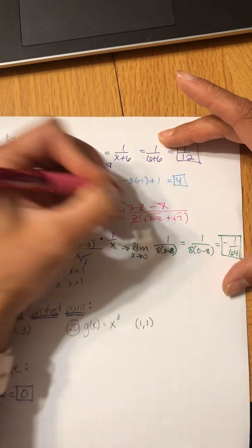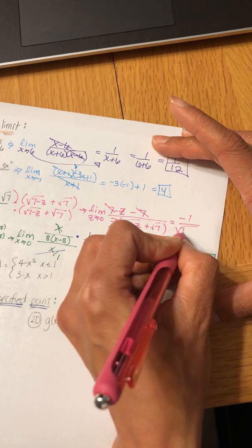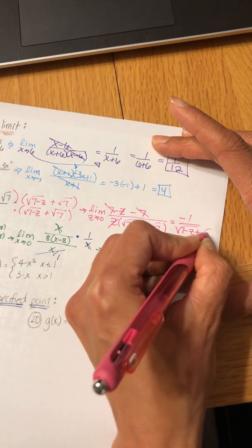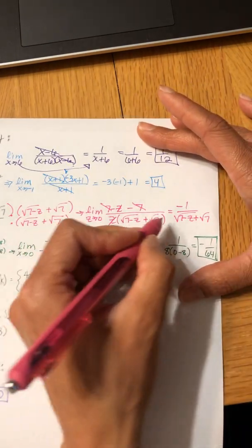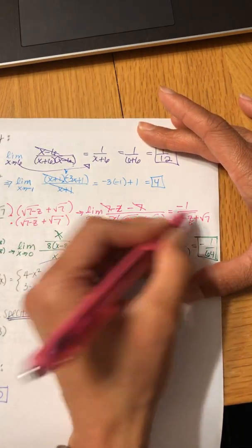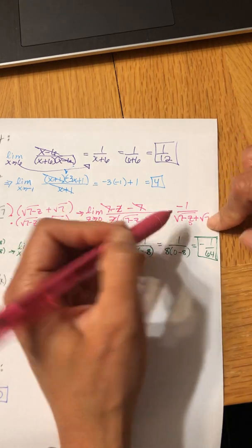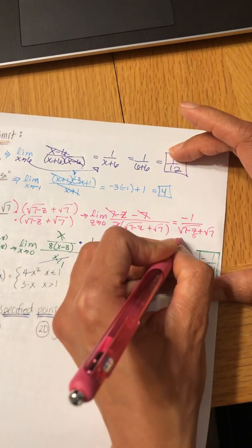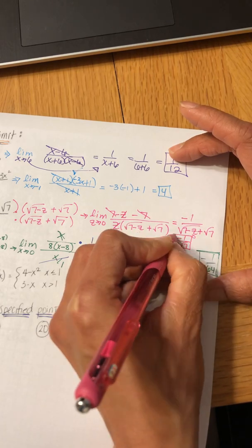So these z's cancel. And so we have basically a -1 over the square root of 7 minus z plus the square root of 7. And now we could plug in the 0 for z. Well, 7 minus 0 is still 7. So I have a square root of 7 plus another square root of 7. So now I have 2 square roots of 7. So -1 over 2 square root of 7, and you can leave it like that.